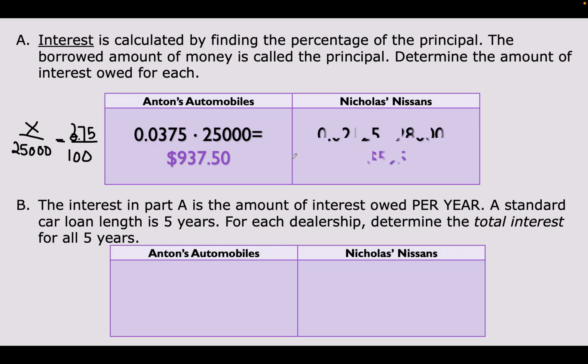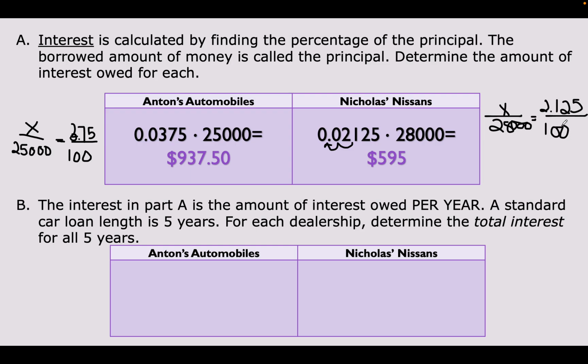$937.50. At Nicholas's Nissans, we're going to find 2.125% of 28,000, and remember, we take the decimal and shift it over 2 spaces. So it's 0.02125 times 28,000, and that's $595. And if you're going to use the proportion, it's going to be X over 28,000 equals 2.125 over 100. And when you solve that, you should get 595.